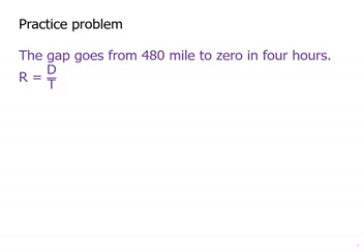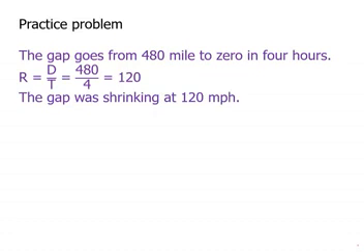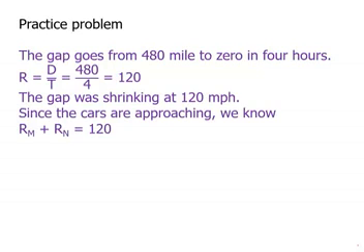So we can figure out a gap speed. The speed of the gap would be 480 divided by 4, which is 120. So the gap is shrinking at 120 miles an hour. Now, because the cars are moving in the opposite direction, we know that we add the speeds. So the speed of M plus the speed of N equals 120.